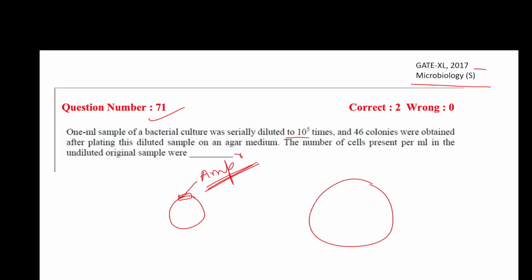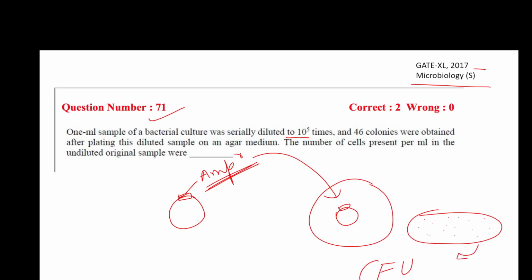So this is taken up by the bacteria. When you plate it, you will get colonies. These are the colonies, or transformants, which have taken up the DNA. These colonies are also called CFU. We can refer to them as colony forming units.